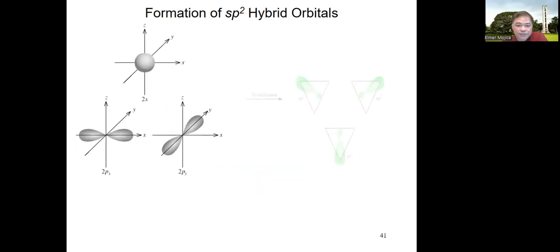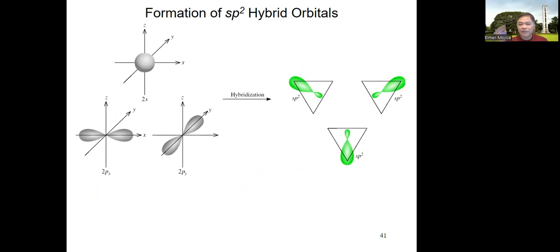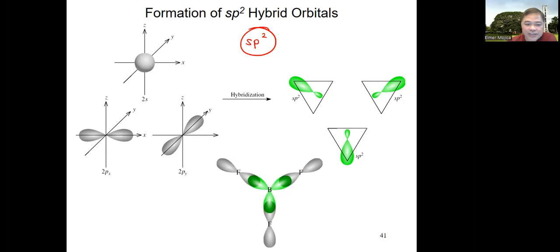Now, how about kapag tatlo yung orbitals mo o yung hybrid orbitals mo, a mixture of 1s and 2p orbitals. So you have an sp2. And you have a hybridization like this one. And if you're going to look at this, classic example that we have here is BF3. So ibig sabihin, yung boron, 1s2, 2s2, 2p1, right? Tama ba?